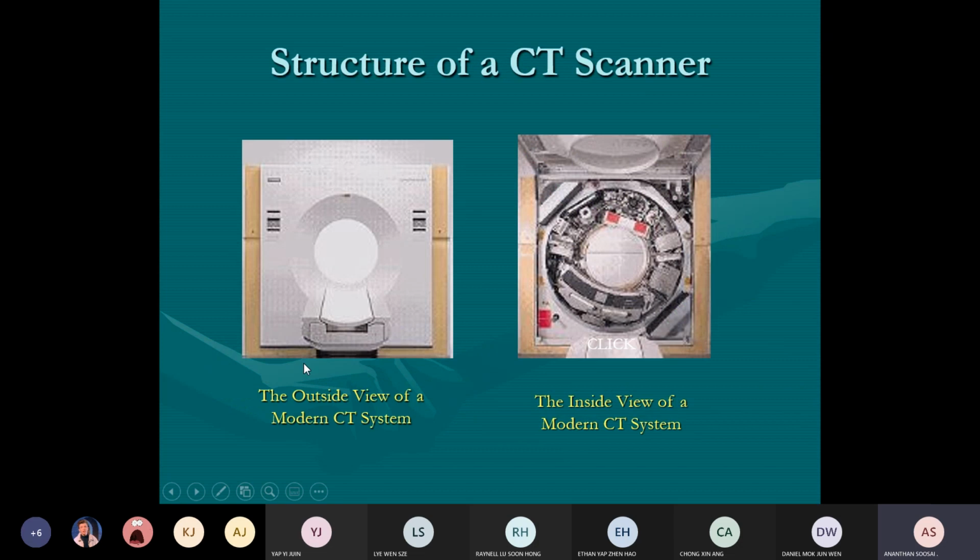But when you go to hospital, not only CT scan looks like this shape, like a tunnel. MRI is also like a tunnel. It looks the same, and we can only differentiate at the door. At the door, they put a radioactive sign, and then it's a CT scan. For MRI, they put a magnet sign.